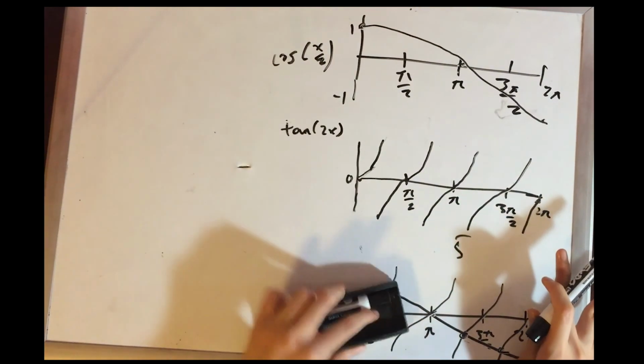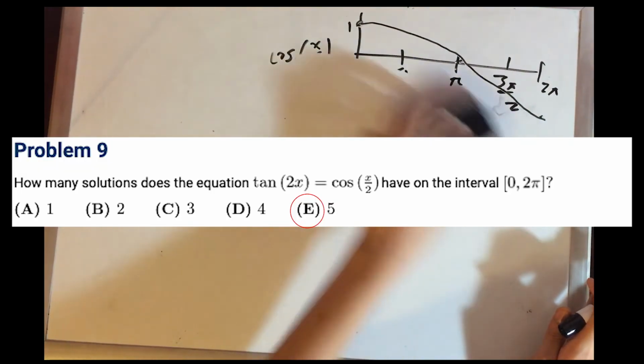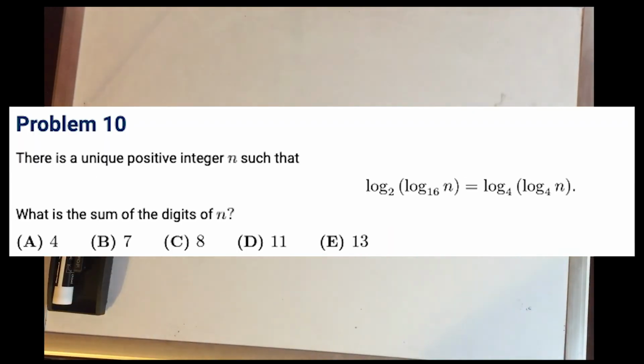So our answer is going to be E, 5, to number 9. Now let's move on to the last question, number 10. There's a unique positive integer n such that log 2 of log 16 of n equals log 4 of log 4 of n. What is the sum of the digits of n? Don't get tripped up by them asking you what is the sum of the digits of n. That's just another way of them asking you to find what n actually is.